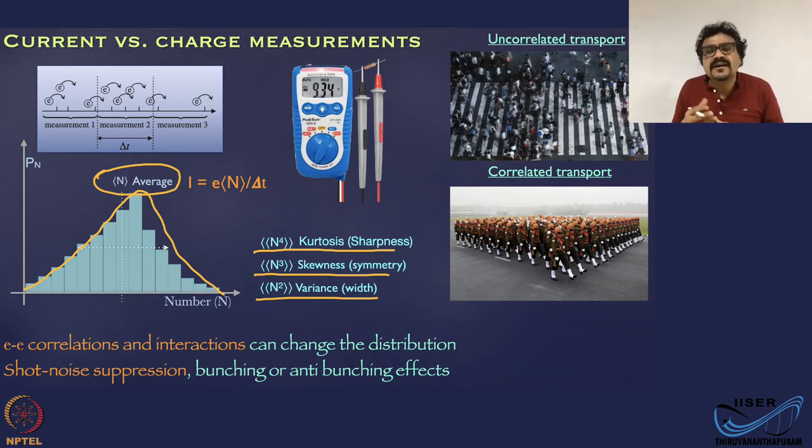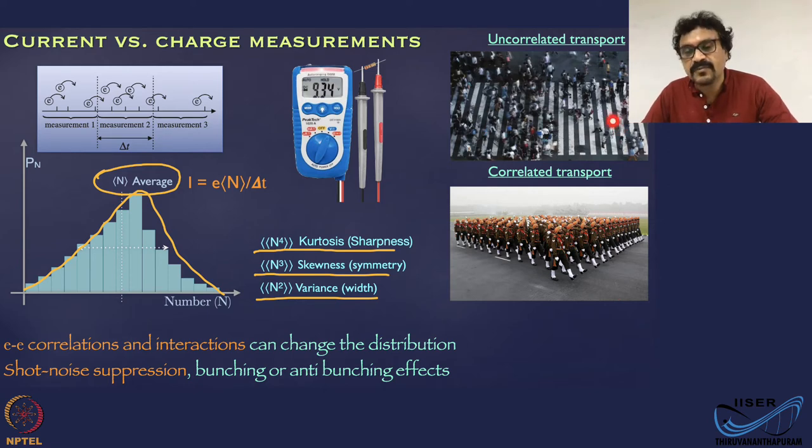All these are very relevant parameters whenever you have correlated transport of electrons. You can have interesting phenomena such as shot noise suppression, bunching and anti-bunching effects. All these things are there whenever there is a correlation built into it. And there will be noise suppression, which you cannot measure if you simply measure the average number, because you need information of the other higher moments of the distribution, which are generally swept under the rug when you do a simple current measurement.